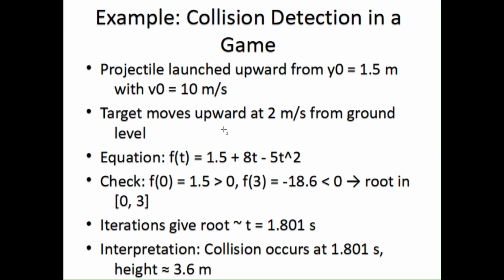Applying the bisection method step by step narrows the interval. We plug the values of 0 and 3 into our function. Respectively, the function values are 1.5 and minus 18.6. After 12 iterations, we find the time approximately to be 1.801 seconds. At that time, both the grenade and the target are about 3.6 meters high, so a collision occurs.